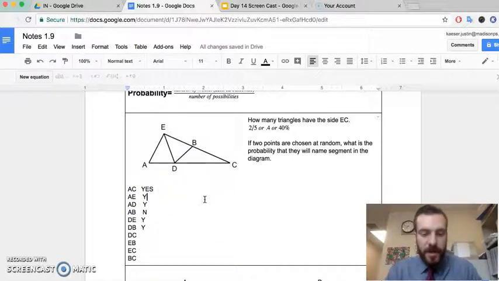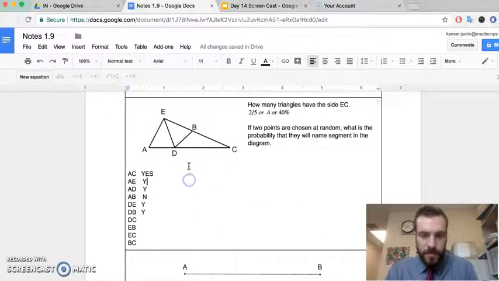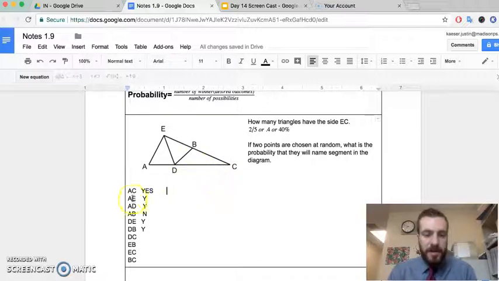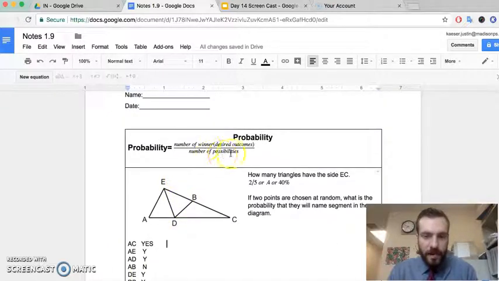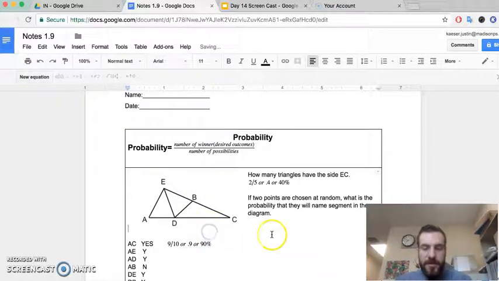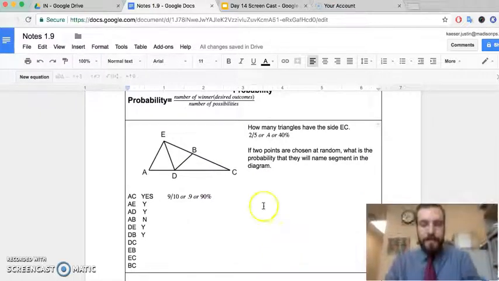So again, remember what probability is? It's the number of winnings or desired outcomes over the number of possibilities. So we have 1, 2, 3, 4, 5, 6, 7, 8, 9, 10 possible outcomes, and 9 of them are correct. So it's 9 out of 10, or again, you could say 0.9 or 90%. So that is the answer for that one.